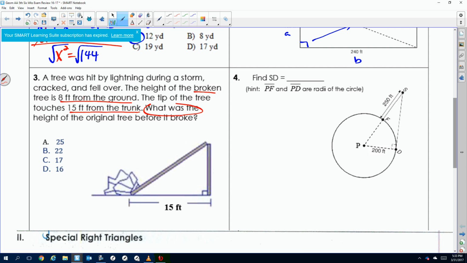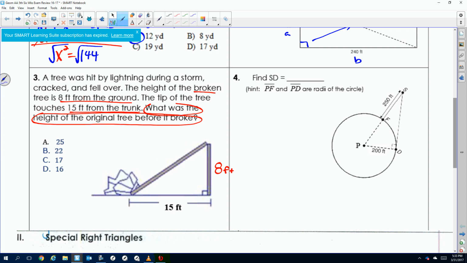So I'm going to circle the question. Make sure we're answering that question. All right, now I'm going to label the key information. The broken tree is 8 feet from the ground. That would be over here. This is the broken part. Then it says 15 feet from the trunk. They already gave us that. What is the height of the original tree before it broke?